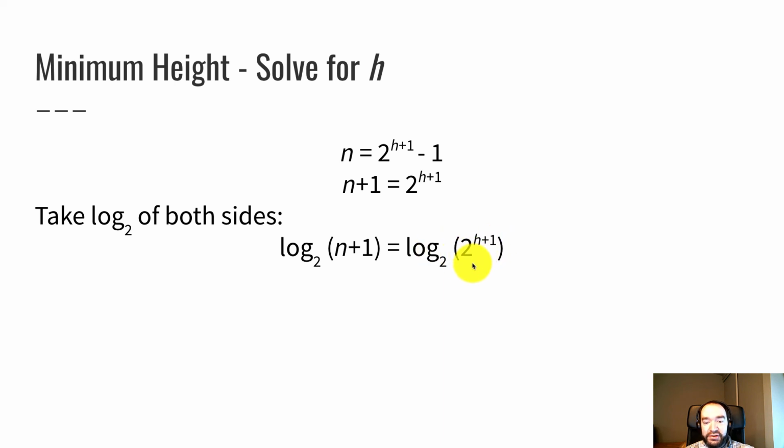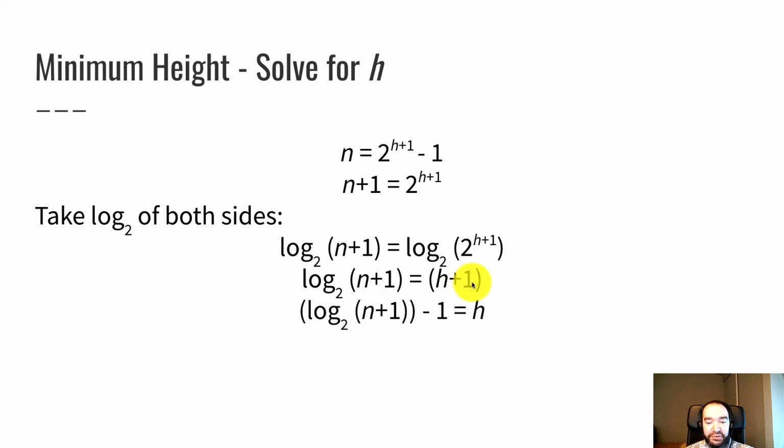There's a log rule here that says when you take the log base 2 of 2 to the something, that's just the something. The log base 2 and the 2 to the power cancel each other out. So we have log base 2 of n plus 1 on the left and h plus 1 on the right. Finally, I just subtract 1 from both sides, and the height is equal to the log base 2 of n plus 1 minus 1. So that's approximately log base 2 of n. The plus 1 and the minus 1 do change the numbers here, but we're going to put this in a big O asymptotic efficiency class, and those plus 1 minus 1s are not significant. So h is basically equal to the logarithm in base 2 of n.